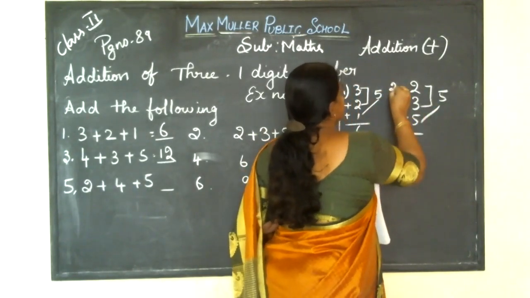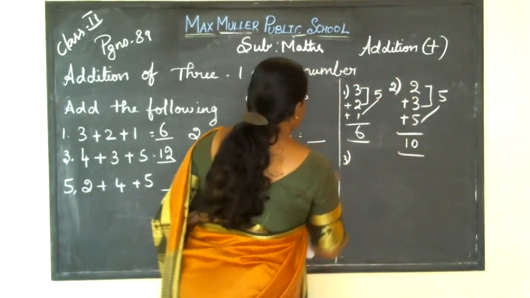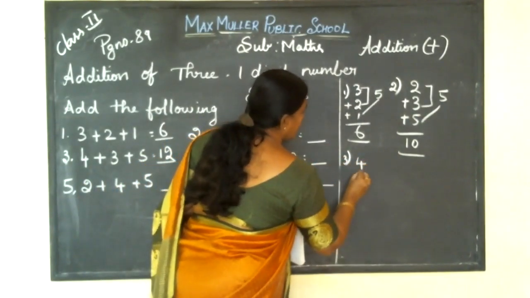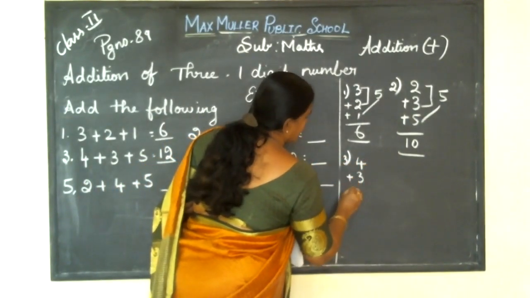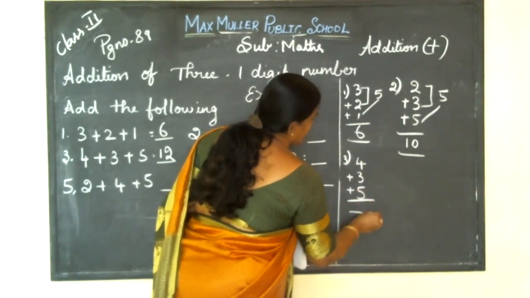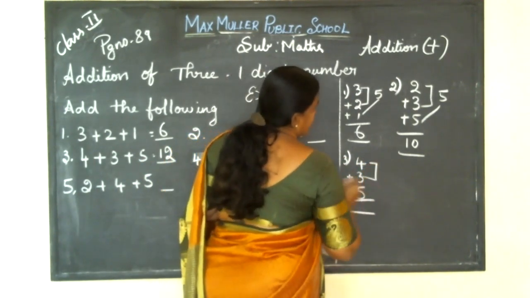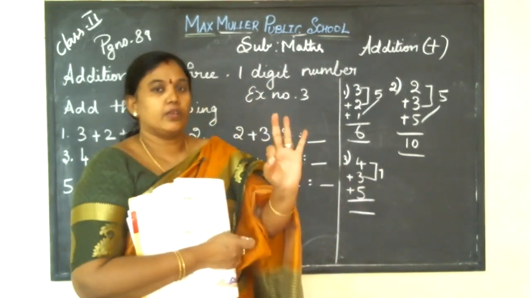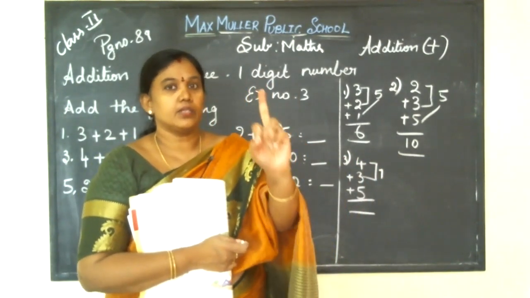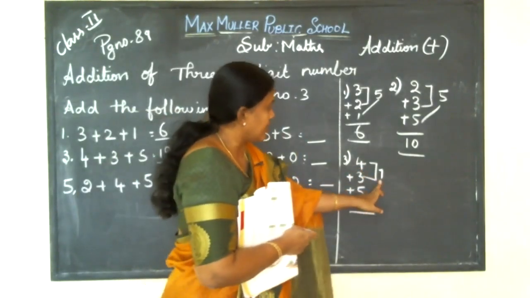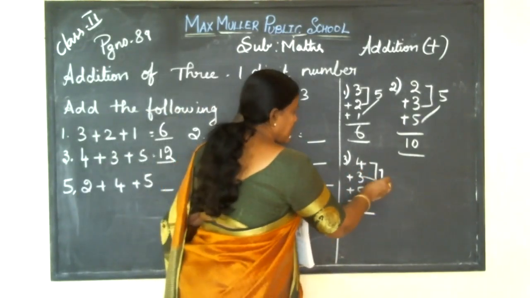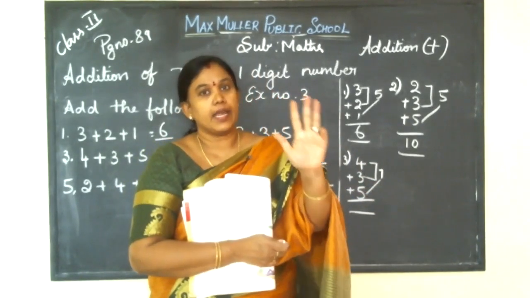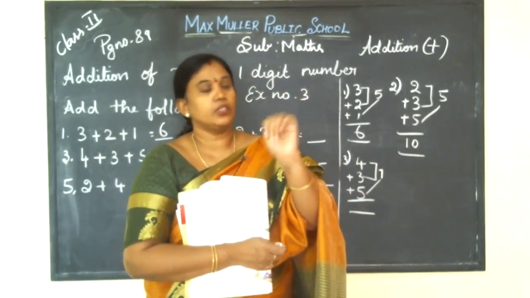Second one over. Now third one, 4 plus 3 plus 5. If you had these two numbers, you will get 7. 4 in the mind, 3 on the finger. After 4: 5, 6, 7. You got 7? Now 7 in the mind, 5 on my finger. After 7: 8, 9, 10, 11, 12.